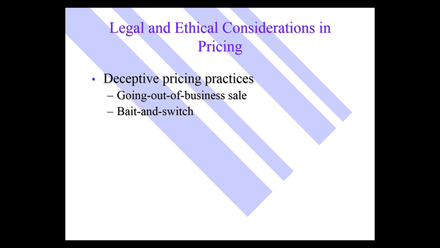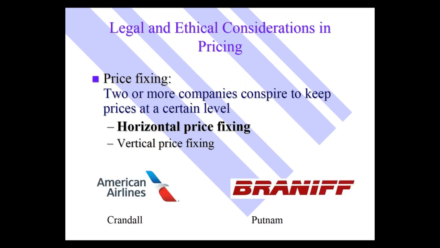Another really big issue is so-called price fixing. Now, price fixing is when two or more companies conspire to keep prices at a certain level. There's horizontal price fixing and vertical price fixing. And let's go ahead and start with horizontal price fixing. These are with competitors. So they're on the same level, if you will.